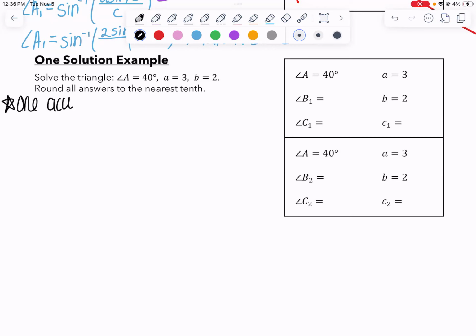One acute angle means we need to check for a second triangle.